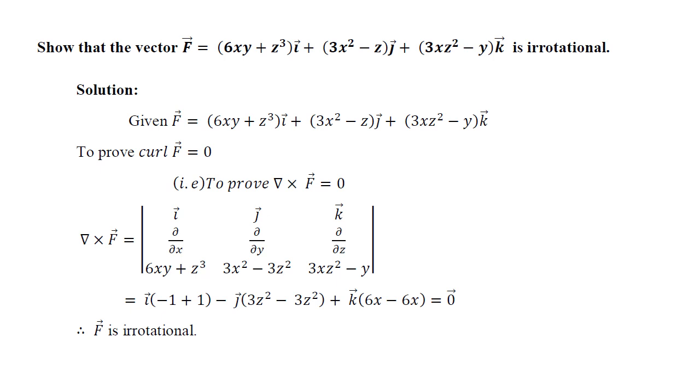To prove that curl f vector is equal to 0, we have to prove that the cross product of del and f vector is equal to 0. So by using the cross product concept, that is by using the determinant concept, we will be arriving at the answer such that i vector into (minus 1 plus 1) minus j vector into (3z square minus 3z square) plus k vector into (6x minus 6x). Obviously we will be getting it as equal to 0 vector. Therefore, f vector is irrotational.